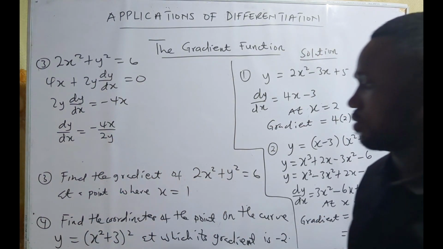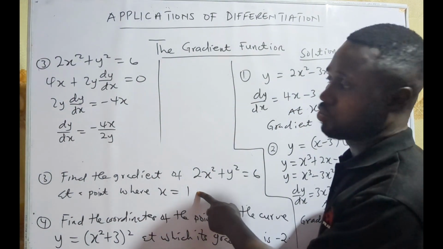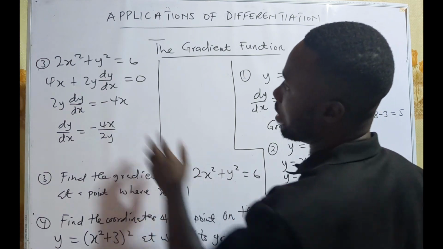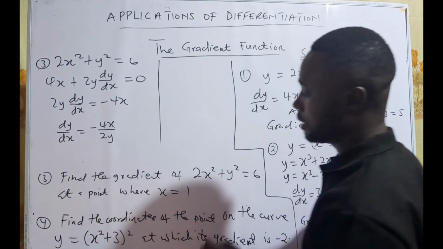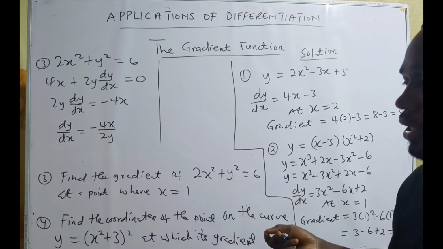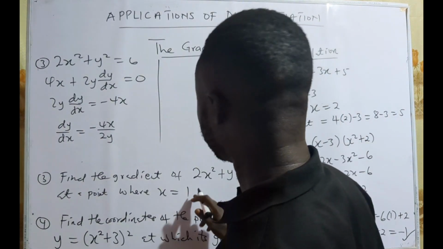To get the y value, we find the gradient at the point where x is 1, so we have to get the corresponding y value. At that point, we substitute 1 into the main function, and then we get the corresponding value of y, so that we can know the point on that particular curve.